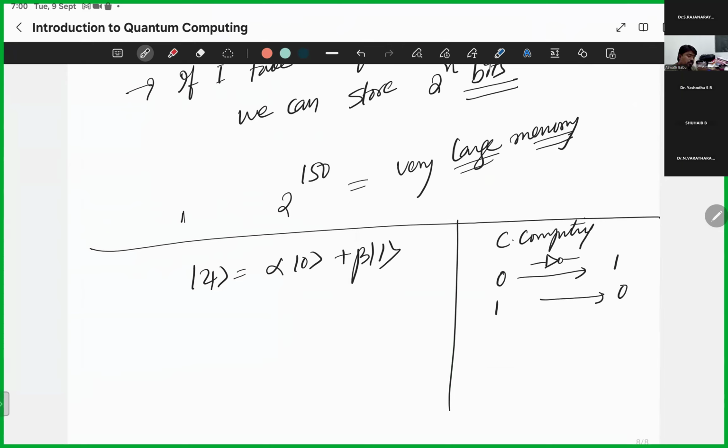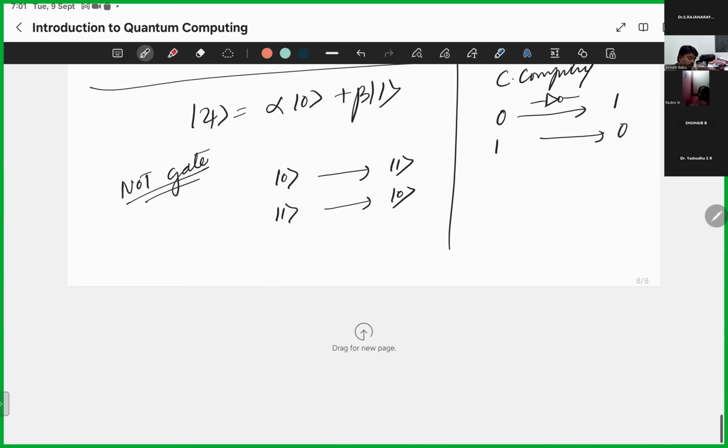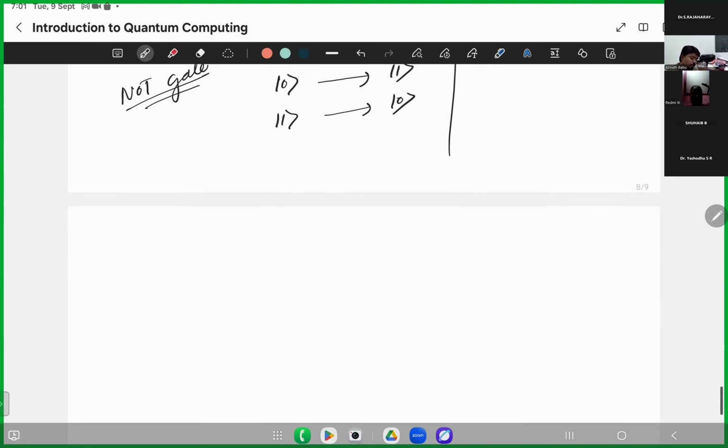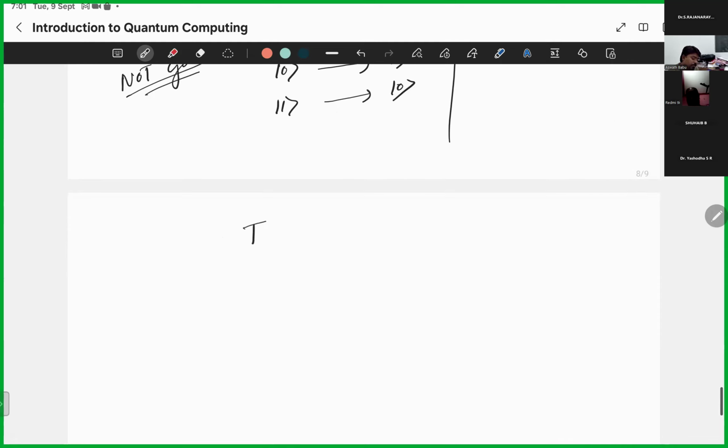So similarly, is there a NOT operation for a quantum qubit? Yes, there is a NOT gate. What that NOT gate does is it sends the 0 bit to become the 1 bit, and the 1 bit to become the 0 bit. What I mean is, there is some transformation matrix, let's say M, which takes 1 0 and converts that to 0 1.